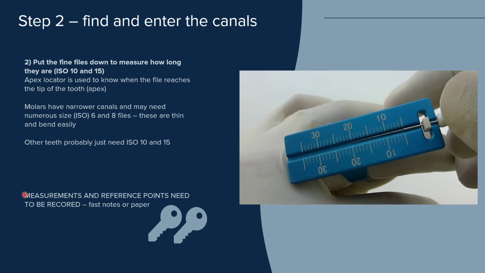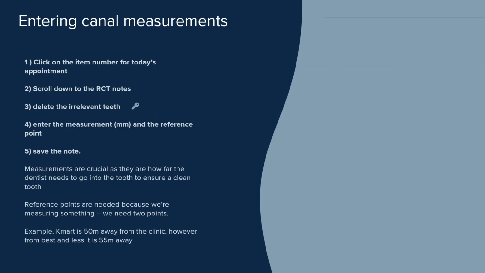Okay, measurements and reference points need to be recorded. This is because when we come to do stage 2 of the root canal, we know exactly how long it is, or stage 3, we know where to cut off our rubber points. As I said here, other teeth probably just need a 10 and 15. Never say never, but never say always. So just be prepared.